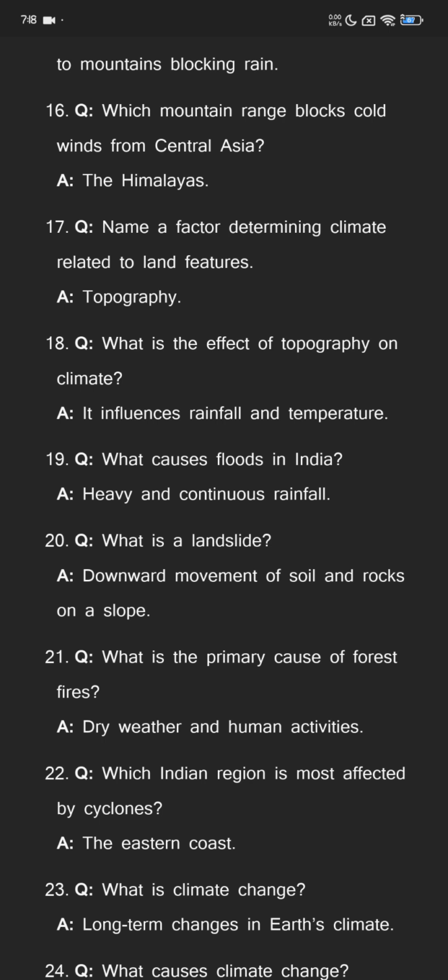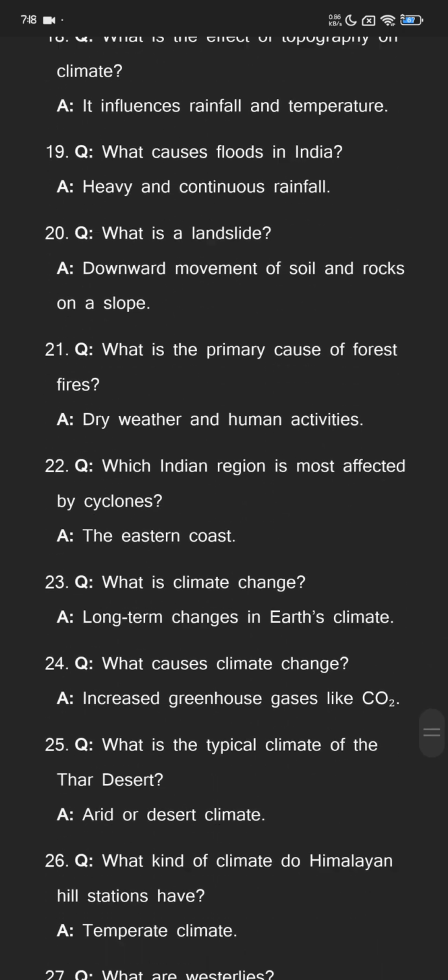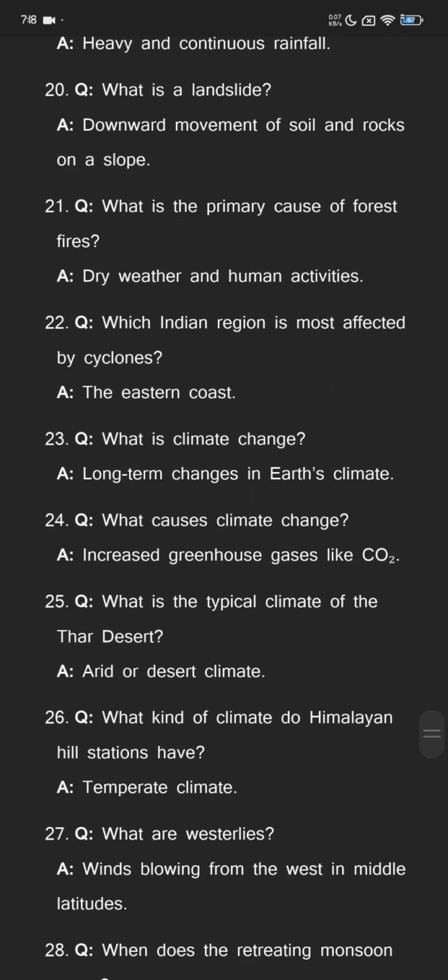What causes floods in India? Heavy and continuous rainfall. What is a landslide? Downward movement of soil and rocks on a slope. What is the primary cause of forest fires? Dry weather and human activities. Which Indian region is most affected by cyclones? The eastern coast.